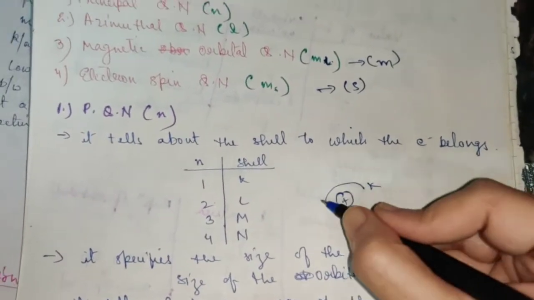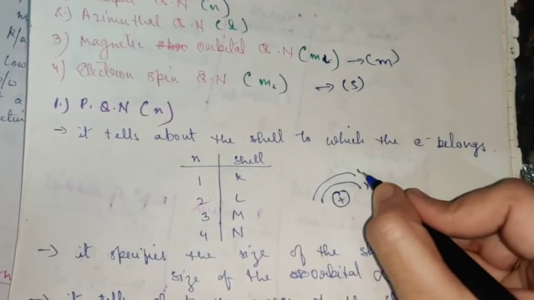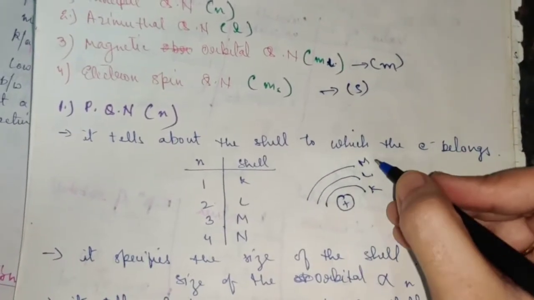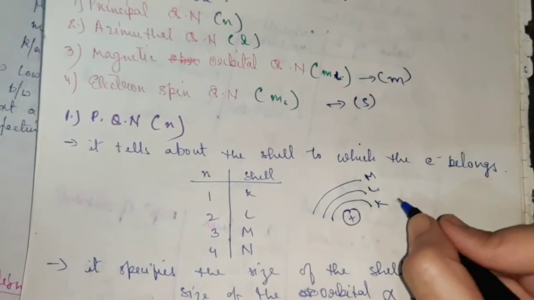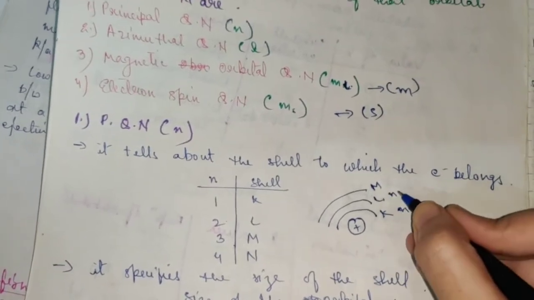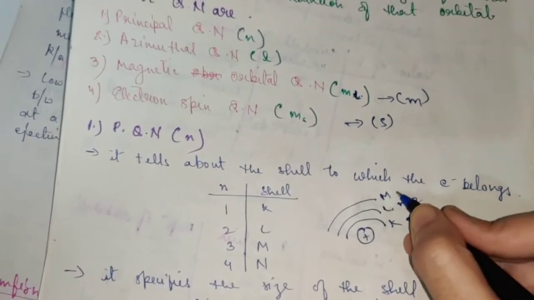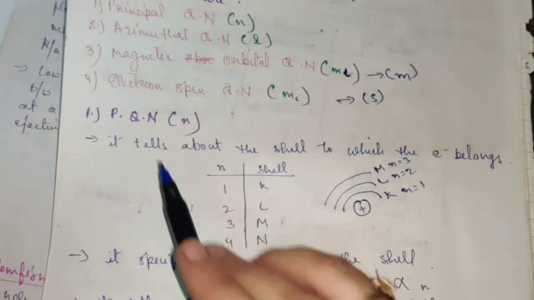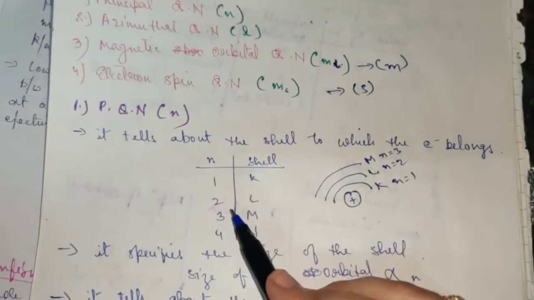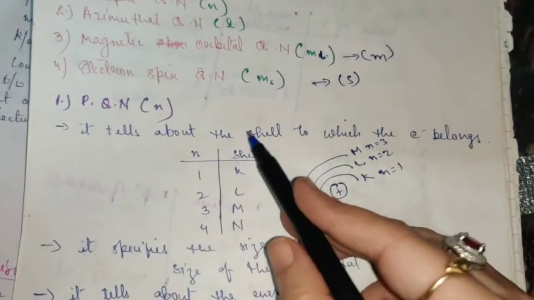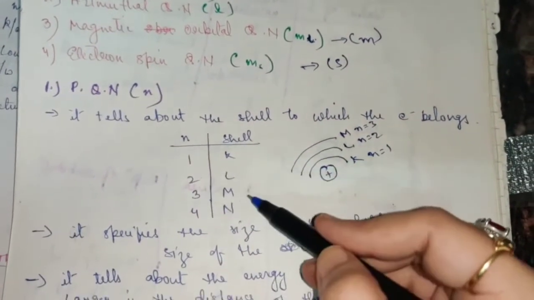If you remember, suppose this is the nucleus, then this is referred to as the K shell. Then the second one is referred to as the L shell, and the third is referred to as the M shell, and so on. Corresponding to this, the value of n is 1, then 2, then 3, and so on. So with this you will be able to find out the shell number. With the help of the principal quantum number, you get the information about the shell number.